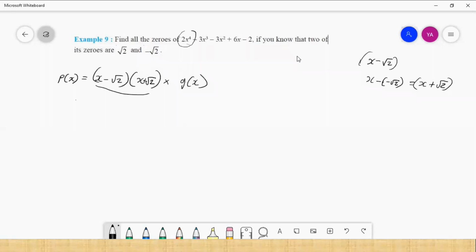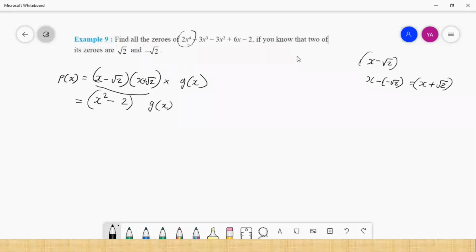Okay. So this x minus root 2 into x plus root 2, how can we write? There is an identity, right? x minus b into x plus b is x square minus b square. So x square minus root 2 square. What is root 2 square? 2. So x square minus 2 is a second degree polynomial.